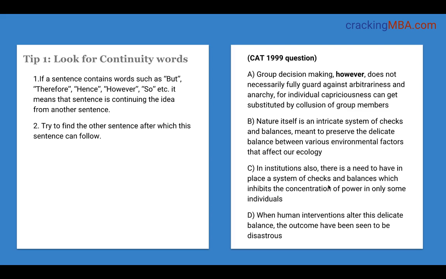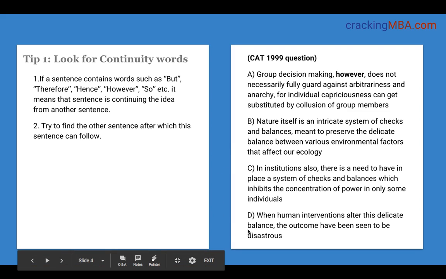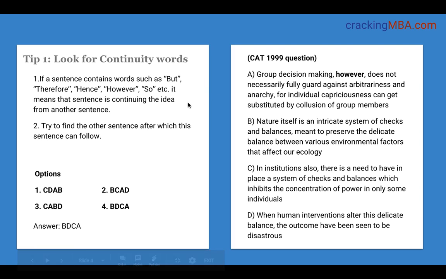So in option C, we are saying which inhibits concentration of power in only some individuals, and option A is contradicting by saying it is not just about individuals. If you go for group decision making, you also have some kind of issues. So the natural pair is C followed by A. And if we look at all four sentences, B is a good starting sentence, followed by D, followed by C, followed by A. So the correct answer is B, D, C, and A.